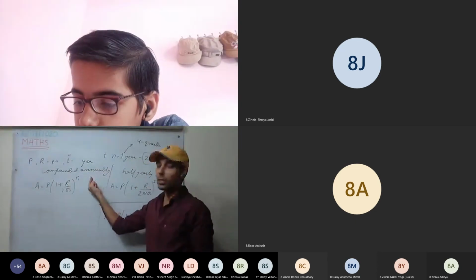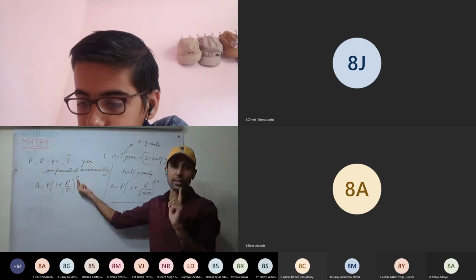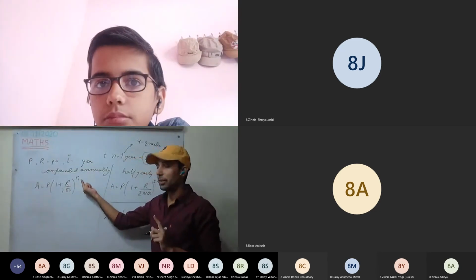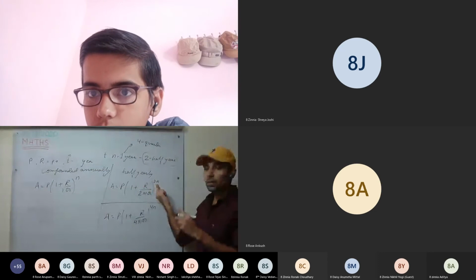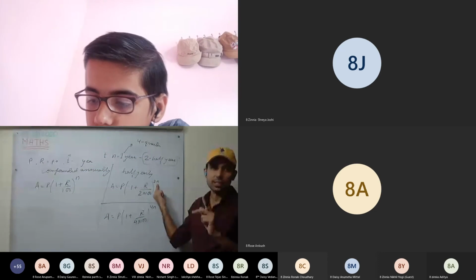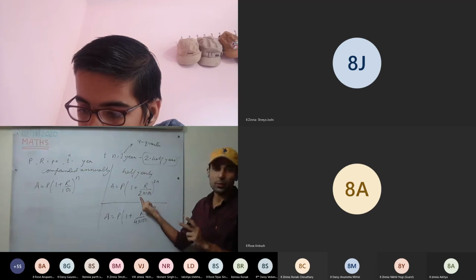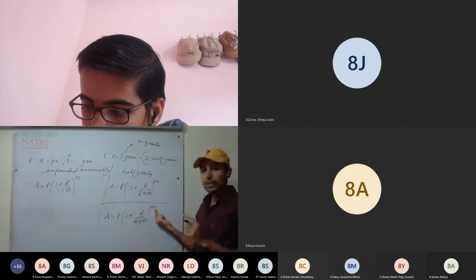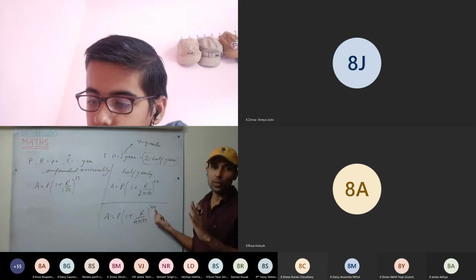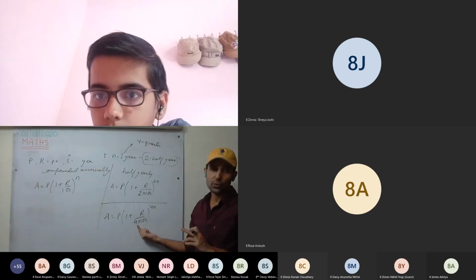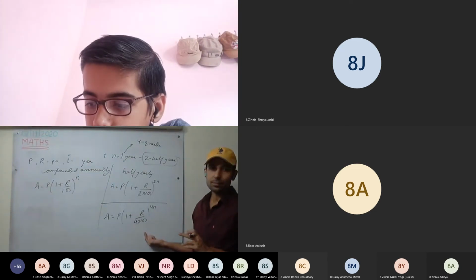If it is compounded annually, it will be only once in 1 year, so R upon 100 and the time remains n. Half yearly means in 1 year there will be 2 half years, so 2 into n, with rate R by 2. And each year will have 4 quarter years, therefore 4 into n, with rate R by 4. This formula is clear.